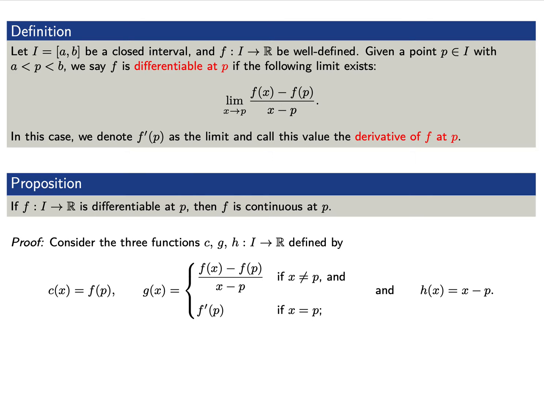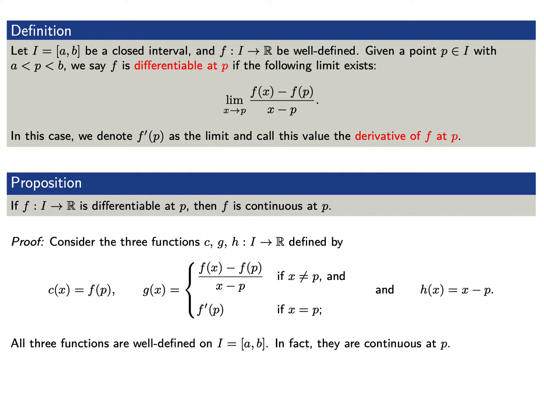Let's consider the following three functions on our closed interval I. C, which is a constant function that takes x to the constant f of p. G, which is defined piecewise. First, it is defined as the ratio f of x minus f of p over x minus p if x is different from p, and f prime of p if x is equal to p. And third, we have a linear function h of x, which is equal to x minus p.